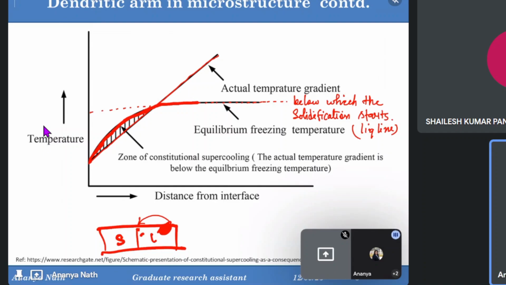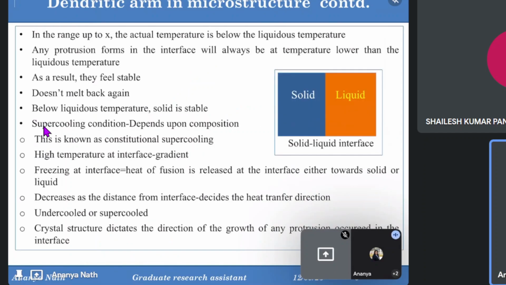So there is a zone between the liquidus line and the actual temperature gradient line, which is telling us about constitutional supercooling. Supercooling means, let's see the next diagram.